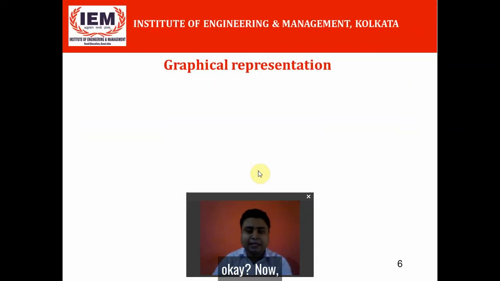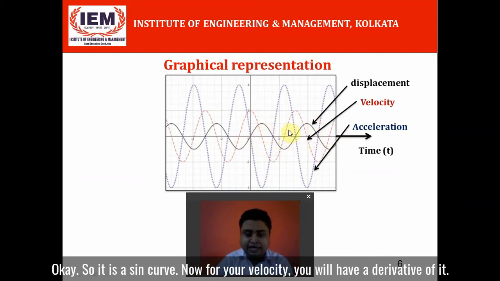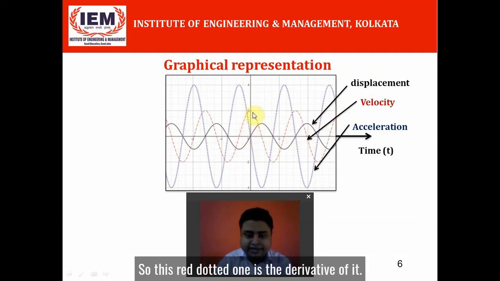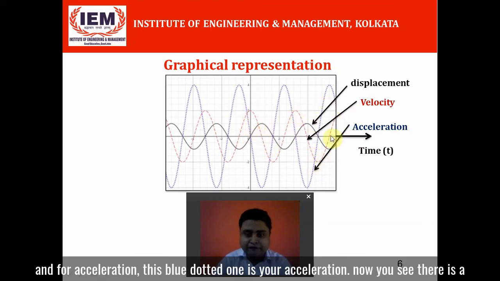Okay. Now let's see it in graphical form. This solid black one is your displacement curve. It is a sine curve. Now your velocity is the derivative of it. So this red dotted one is your velocity curve. And for acceleration, this blue dotted one is your acceleration.